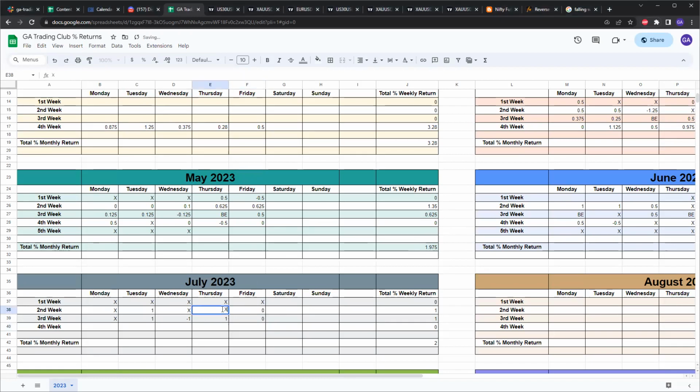So this should be 0. Well, actually, maybe I should just do X's, because 0 should signify days that we had a live session, but we didn't have any trades. So I see we had a live session on Friday and Thursday.